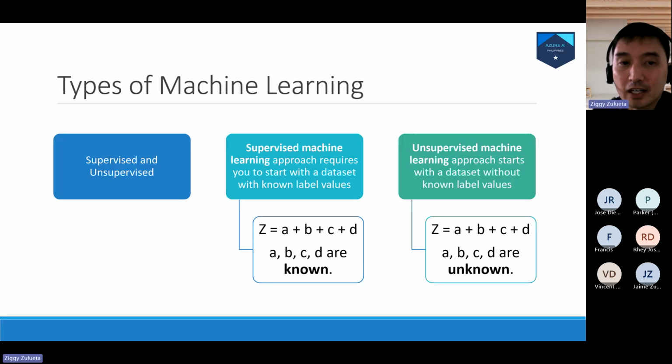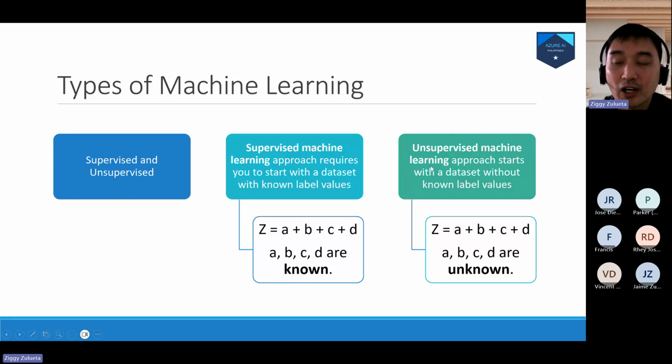In machine learning, there are actually two types: supervised and unsupervised. Supervised machine learning is practically having a data set with known label values. For example, in this equation, z is equal to a plus b plus c plus d, a, b, c, and d are all known. Let's say you have a business situation wherein you're selling a certain product, and you know all the variables, but you don't know which variables are actually having an effect on your sales.